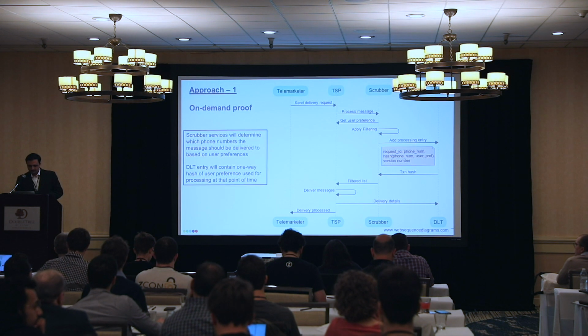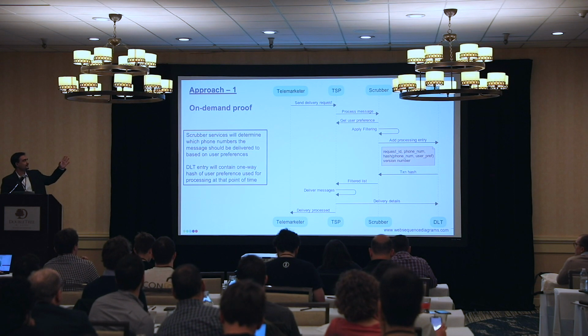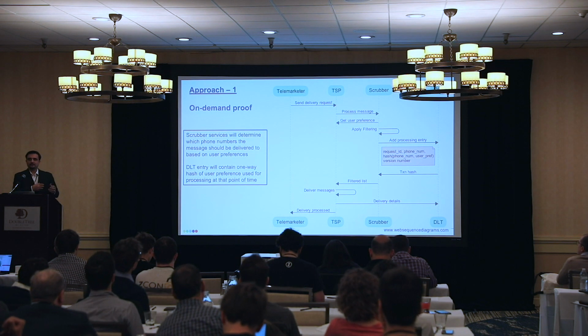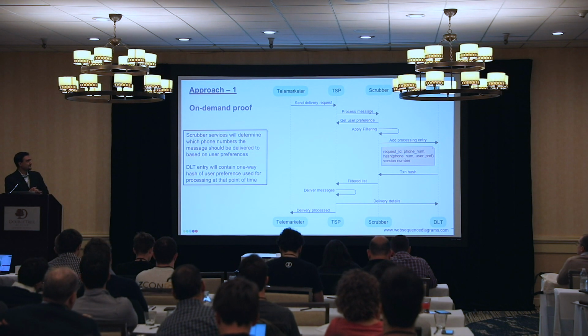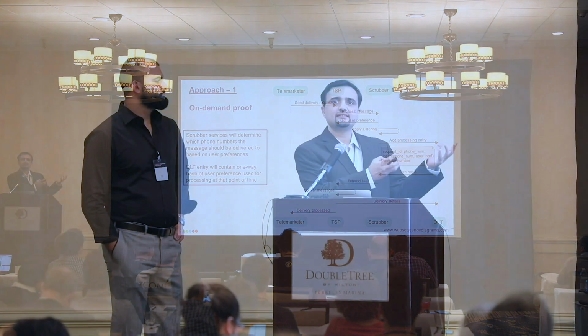So moving on. The first approach is where the telemarketer is going to send a delivery request. This could be for any category of the message, and that's when the scrubber will basically get the user preferences from the telecom service provider and start filtering the messages.